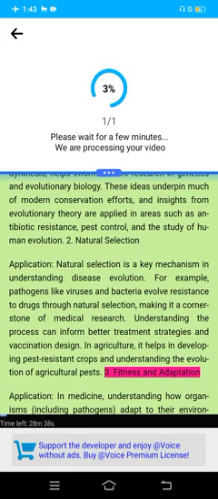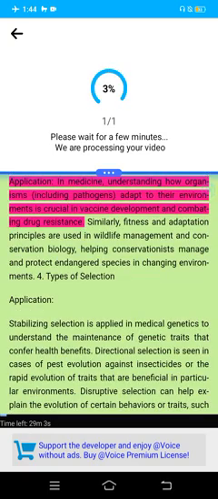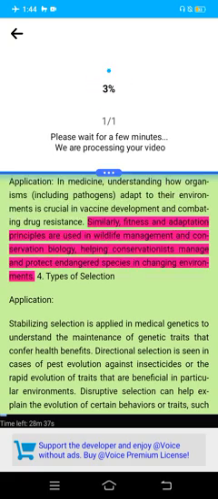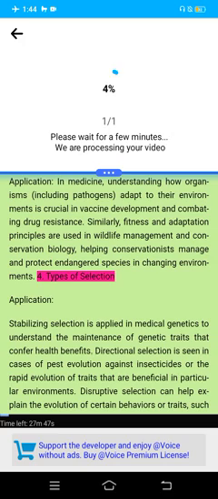3. Fitness and adaptation. In medicine, understanding how organisms, including pathogens, adapt to their environments is crucial in vaccine development and combating drug resistance. Similarly, fitness and adaptation principles are used in wildlife management and conservation biology, helping conservationists manage and protect endangered species in changing environments.